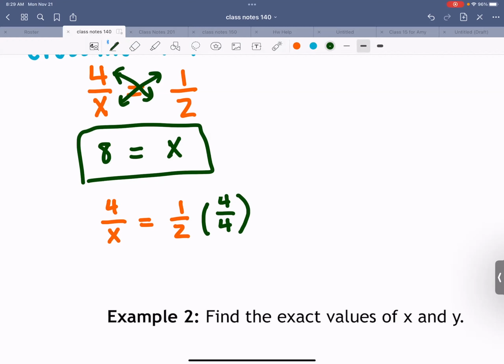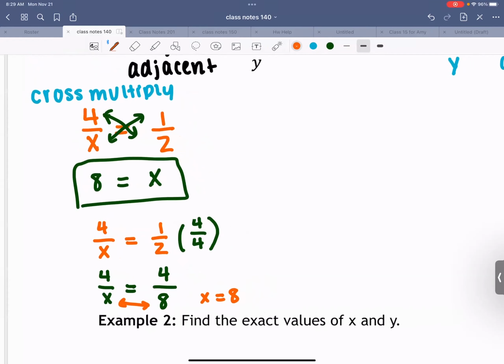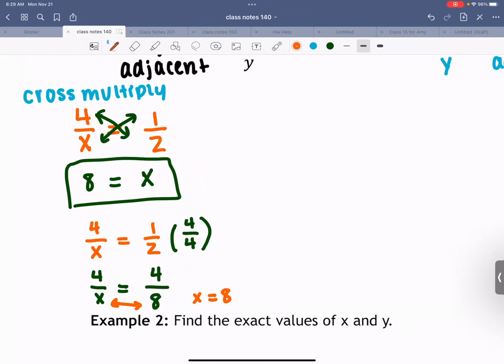All right, well, multiplying across, we got 4 over X equals 4 times 1 is 4, 2 times 4 is 8, okay? And now we have a fraction where both the numerators are 4, which means the denominators have to be the same if they're equal, right? So because this is true, I know that X has to be 8. Okay, so that's another way you can go about this. All right, so 3 different ways we can solve this equation. Any questions on this part?